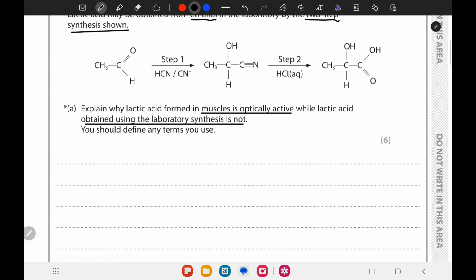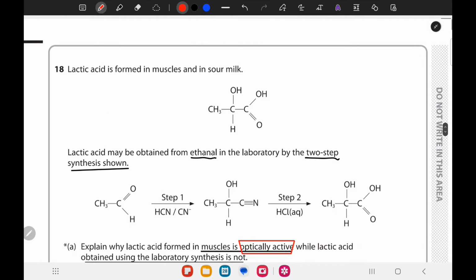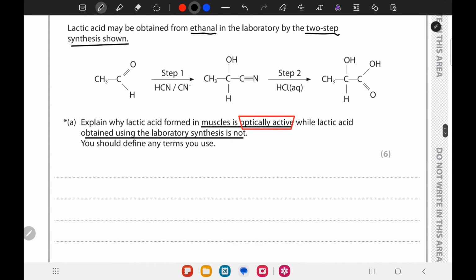The lactic acid can be optically active because if I look at it, it has a chiral center over here. So this carbon over here is a chiral center. It has 4 different groups bonded to it. One group is a CH3, the other is a H, the other is an OH, and the other is COOH. So this carbon over here is a chiral center. So due to that carbon being a chiral center, lactic acid might be optically active.